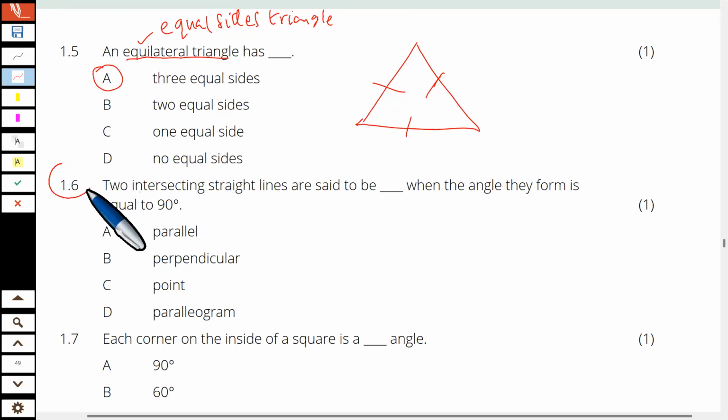1.6. Two intersecting straight lines are said to be what, when the angle they form is equal to 90 degrees? Parallel, perpendicular, point, parallelogram. Two intersecting straight lines are said to be what when the angle they form is equal to 90 degrees? So what's the answer? What do you think the answer is here?